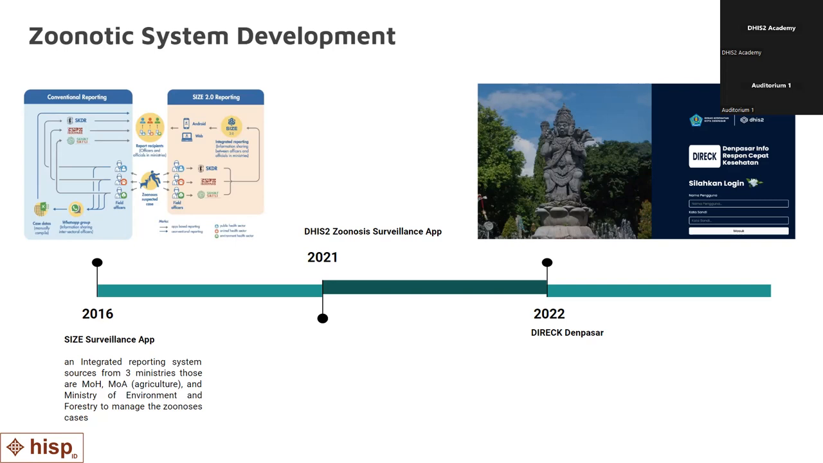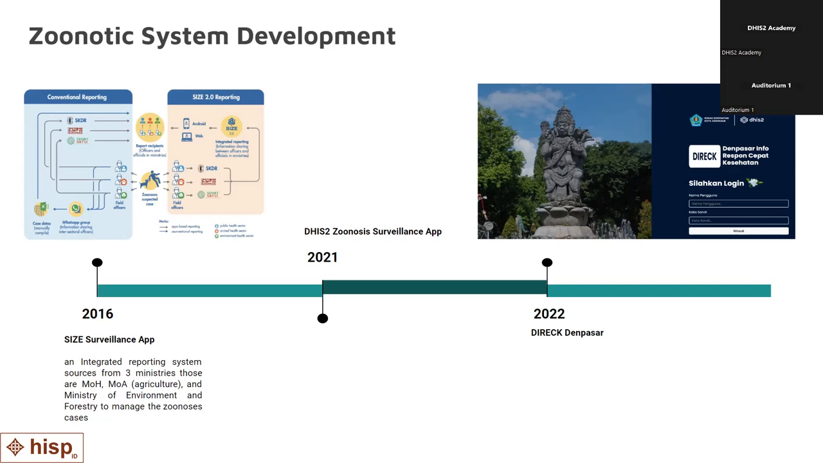Then since 2020, it was a difficult time for us, not only for Indonesia, but also for the globe. We transformed the existing zoonosis system into COVID-19 contact tracing. So it was very difficult for us to implement the zoonosis information system. And the contact tracing we established was bigger than zoonosis in terms of the storage, the infrastructure, and the application.